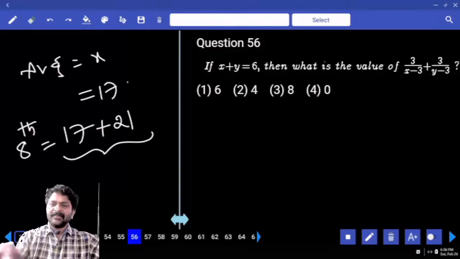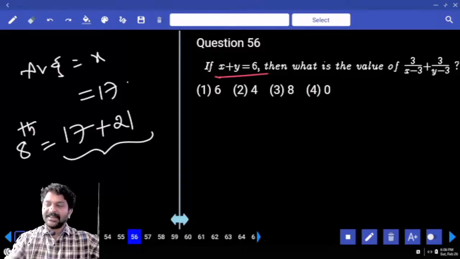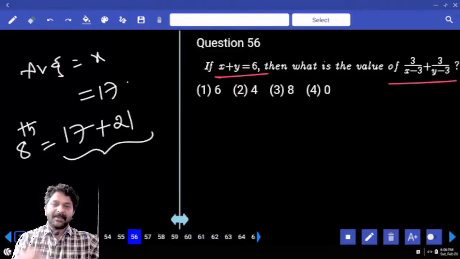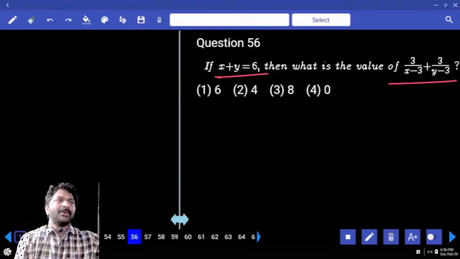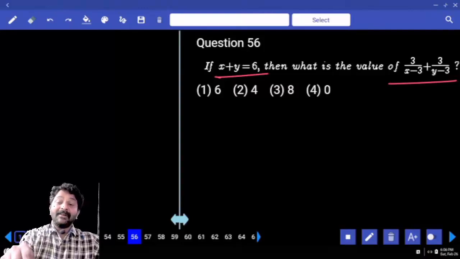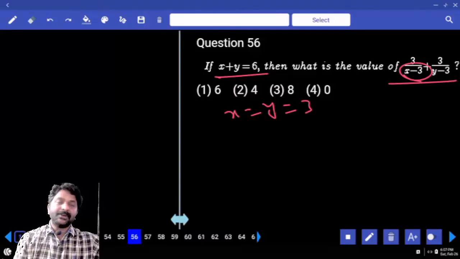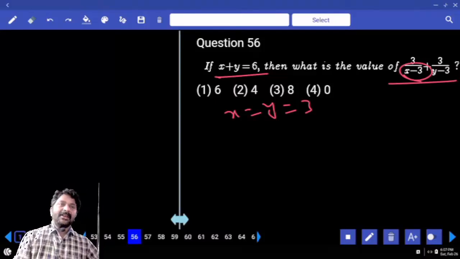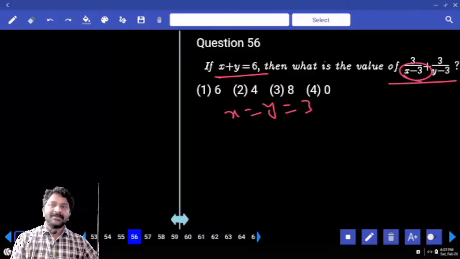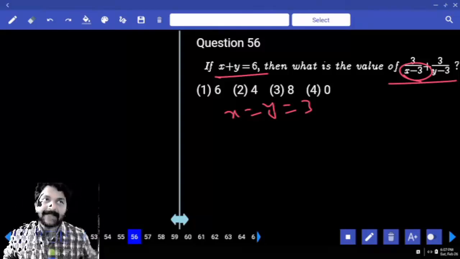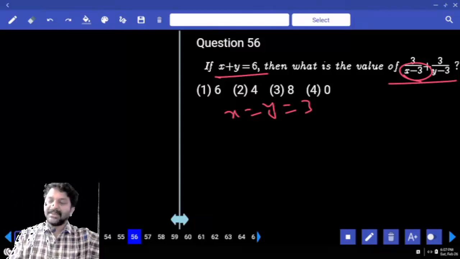Next. X plus y is equal to 6, and then we were asked to calculate 3 by x minus 3 plus 3 by y minus 3. Just take values for x and y, that's all. But never take x is equal to y is equal to 3, because if you substitute x is equal to y is equal to 3, your denominator becomes 0 and the value becomes undefined. So you are not supposed to take that particular combination. Except this, you can take anything.